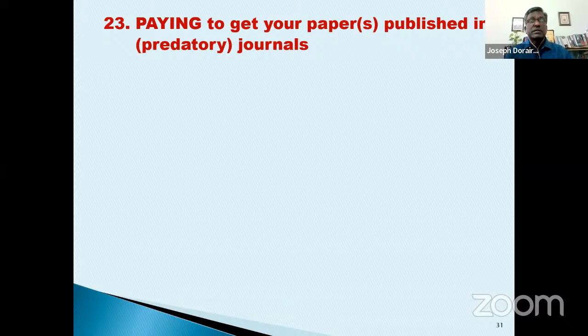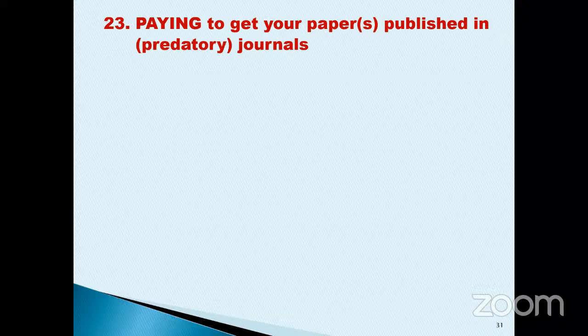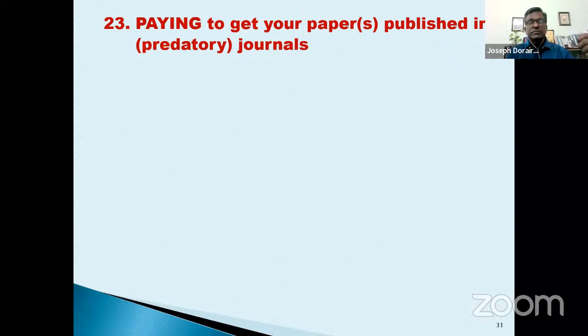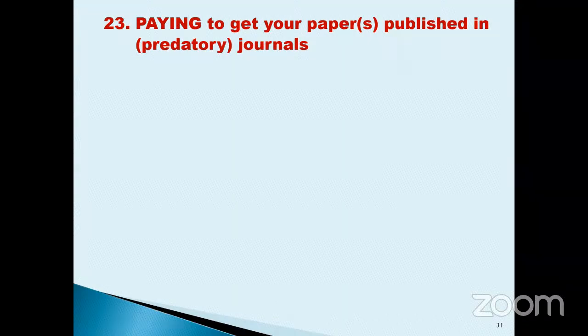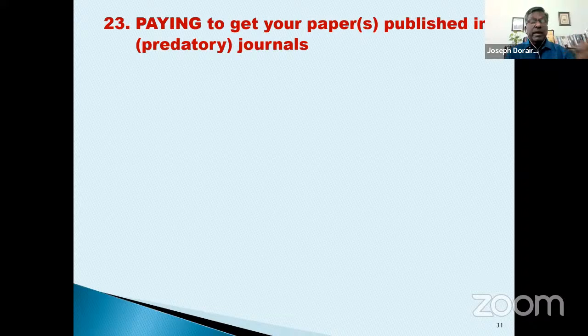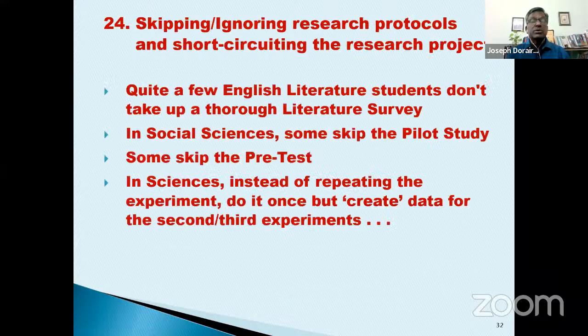The 23rd research practice: we have a lot of predatory journals. What is the meaning of predatory journals? You pay and get your paper published. You pay 2,000, your paper is published. You pay 5,000, your paper is published. So these are called predatory journals, and that is why the UGC has come out with what is called the CARE list, CARE, Consortium for Academic Research and Ethics. So paying to get your paper published is unacceptable.